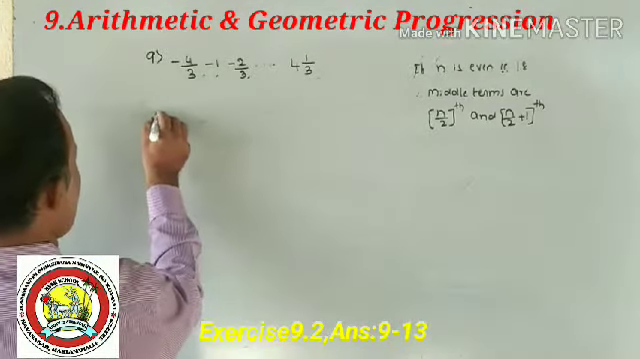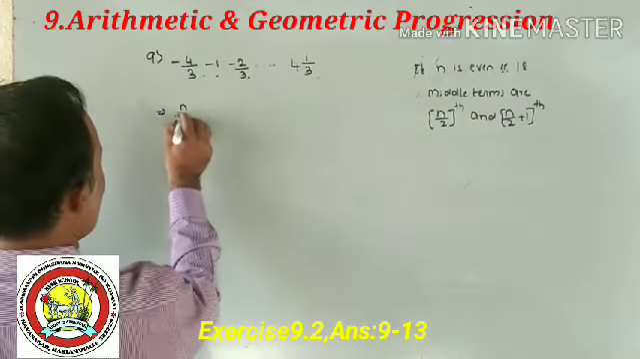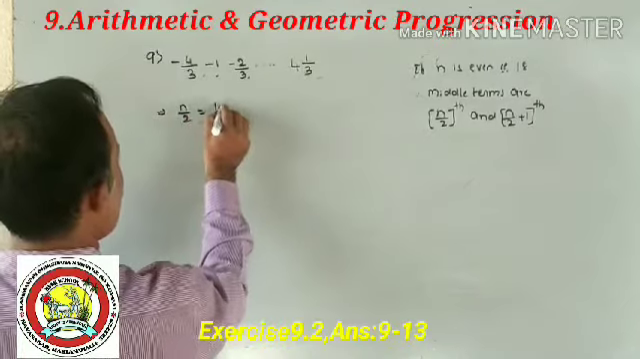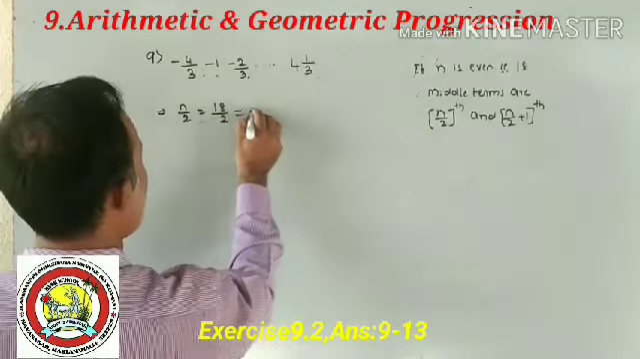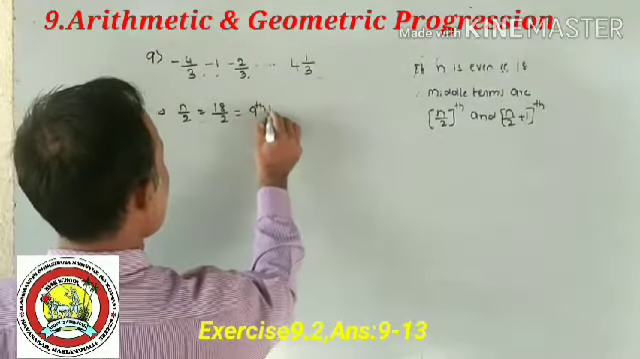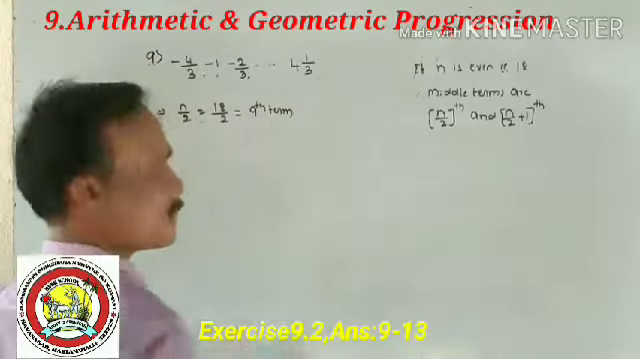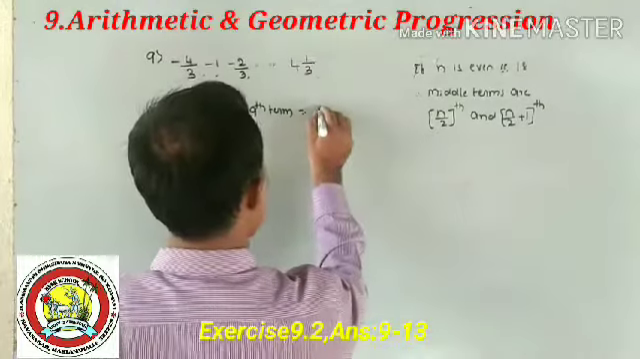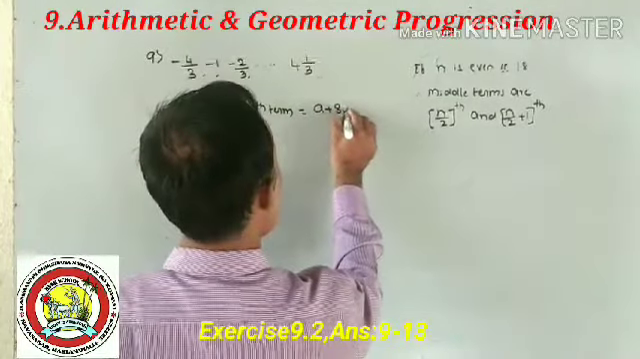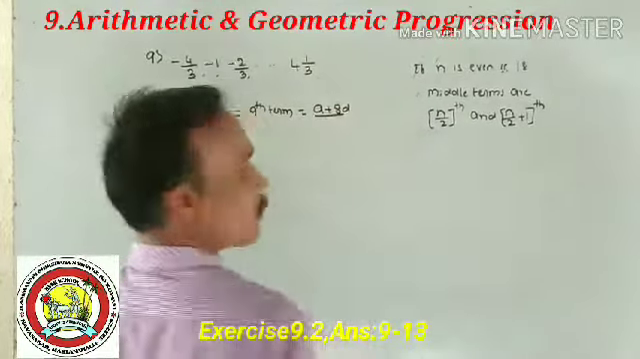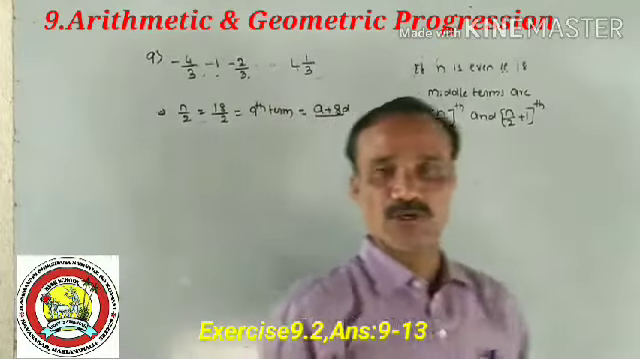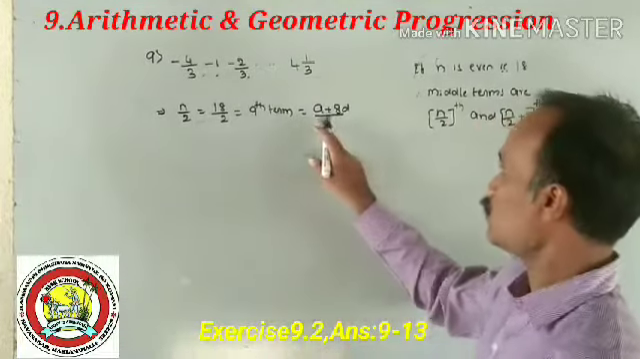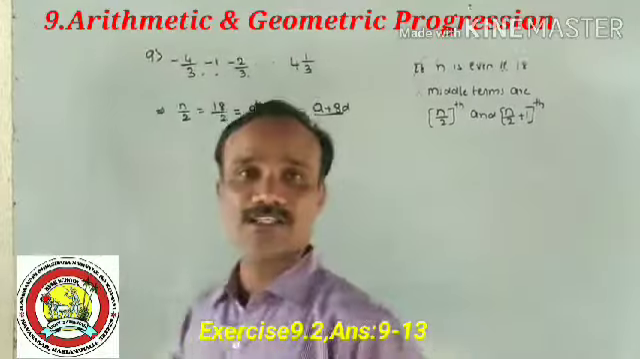First you find the value of n by 2. n by 2 means 18 by 2, which means the 9th term of the given sequence is one of the middle terms. The ninth term is a plus 8d according to the standard form. I told you the standard form of AP is very important. So a plus 8d is the ninth term.